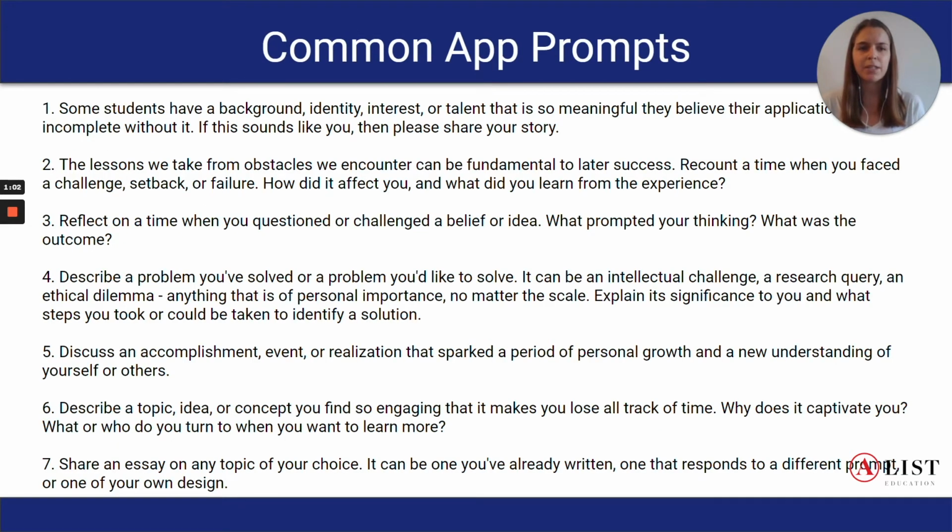These are the Common Application prompts. As you can see, there are 7 in total. When working with students, I often don't even have them look at the prompts because, as you can see, number 7 says, share an essay on a topic of your choice. It can be one you've already written, one that responds to a different prompt, or one of your own design, which tells us that you can literally write about whatever you want on your college application. For that reason, you don't actually have to go with what the prompts say. Typically, students will write their essays and then choose the prompt that best fits their essay.